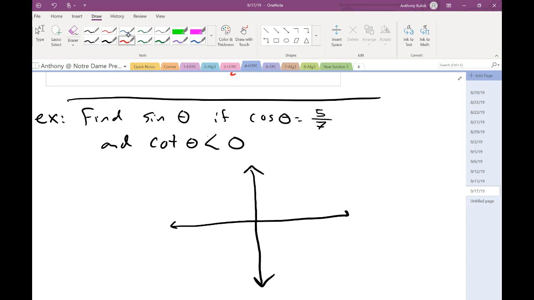So I know that cosine is positive in the first quadrant and the fourth quadrant. So theta could be here, or theta might be here. We're not sure which one of these two locations we should be talking about. Is everybody okay with that idea?